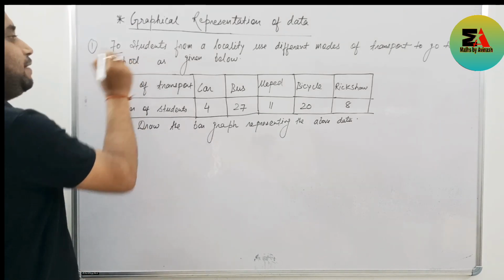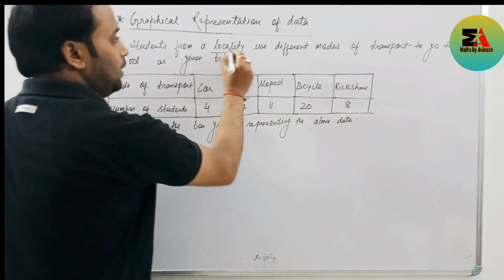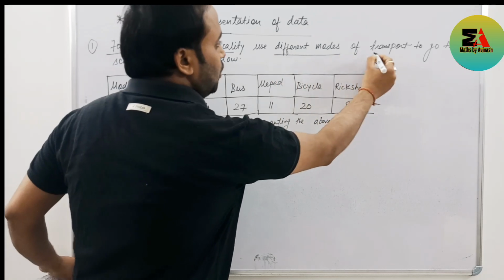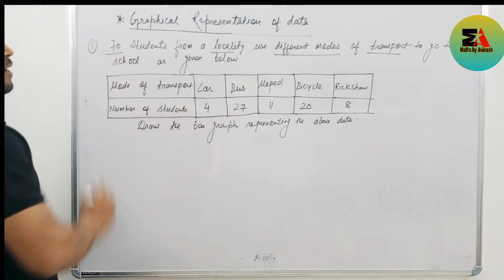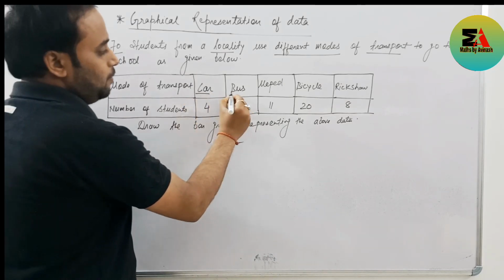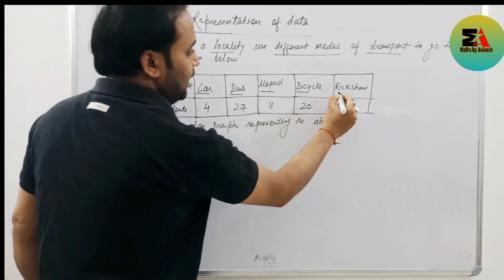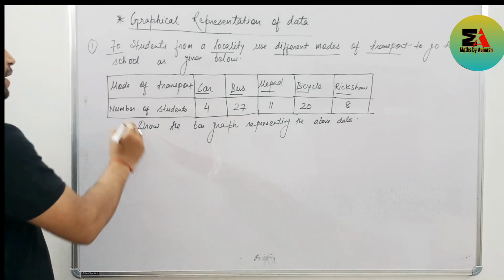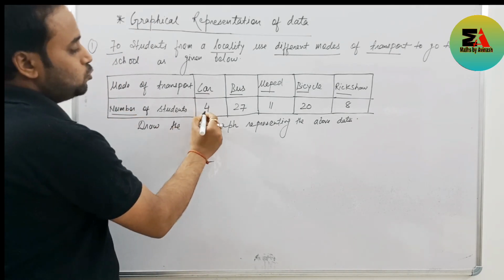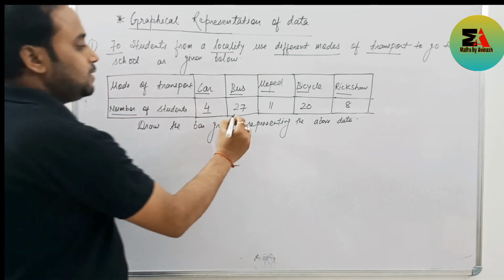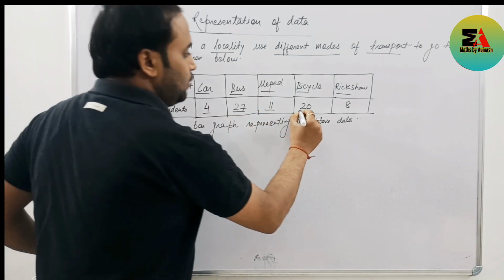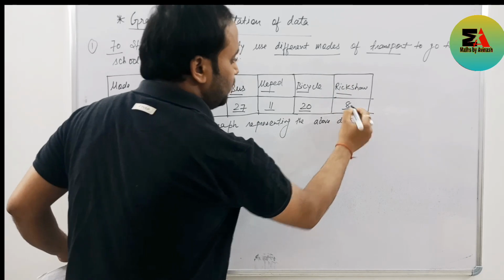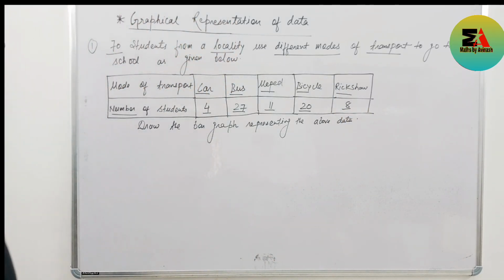The question says there are 70 students in a locality. They use different modes of transport. The table is given. The modes of transport are car, bus, moped, bicycle, and rickshaw. And the number of students: car used by 4 students, bus used by 27 students, moped used by 11, bicycle used by 20 students, and rickshaw used by 8 students. I hope this one is clear to you.